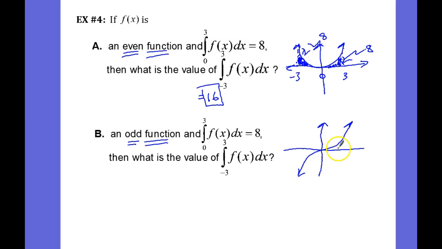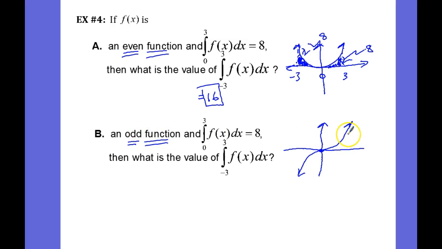The end behavior is opposite. So as x approaches positive infinity, we go up and to the right, and as x approaches negative infinity, we go down and to the left. But you'll also notice that we have 180-degree rotational symmetry, and that is true for odd functions.